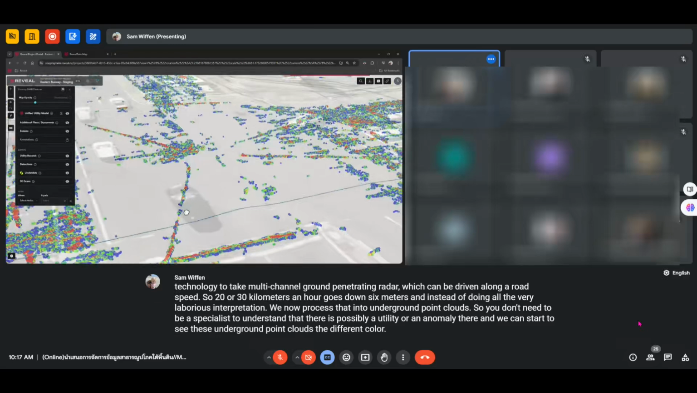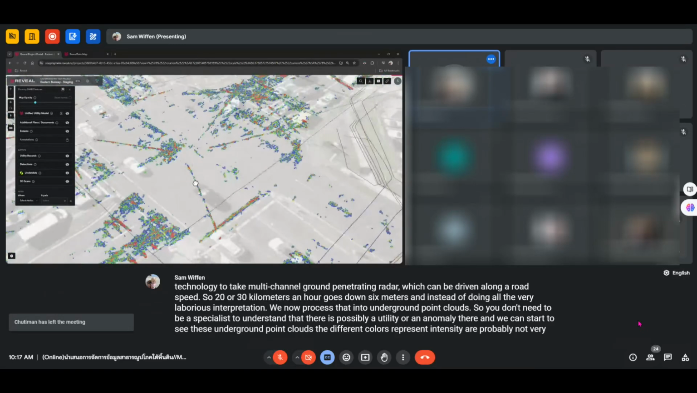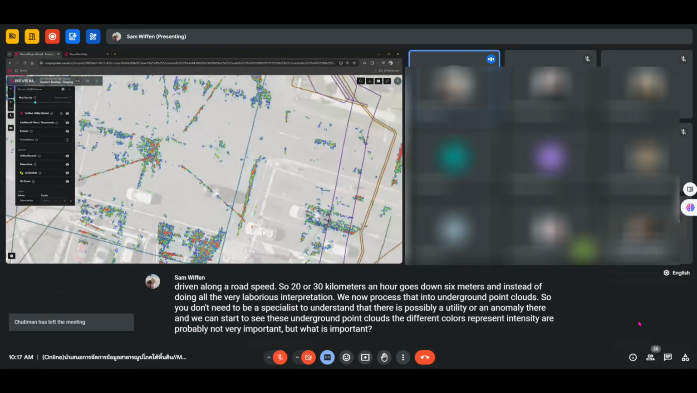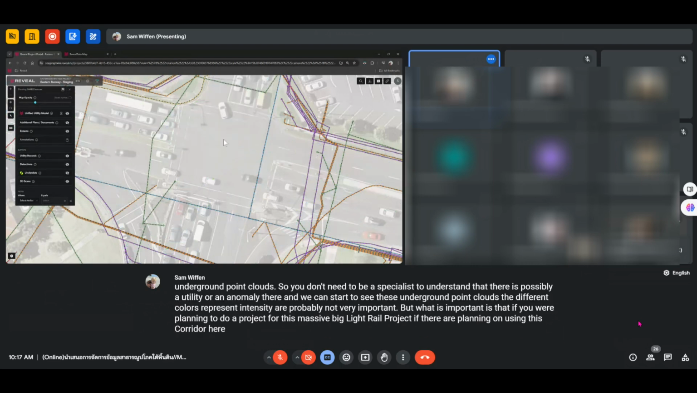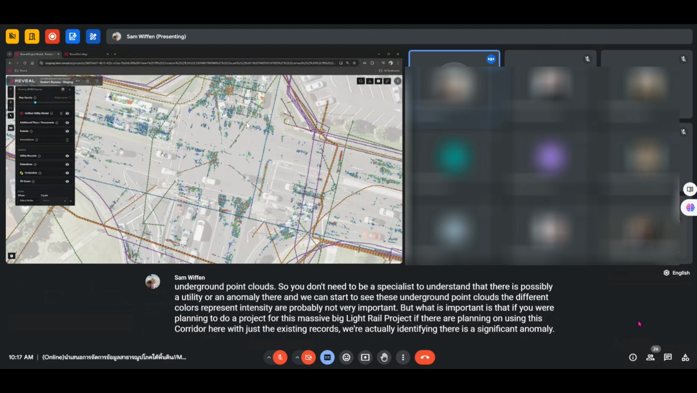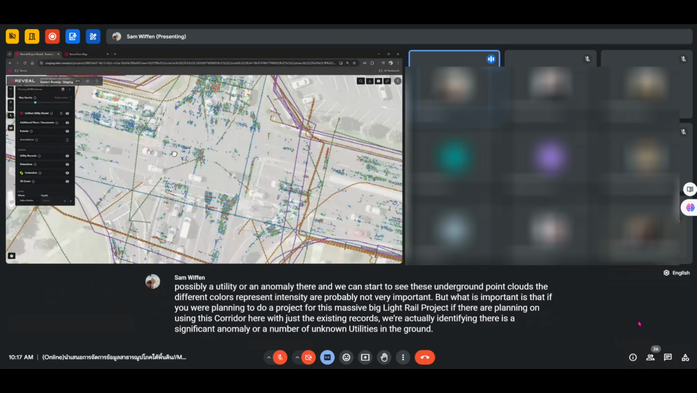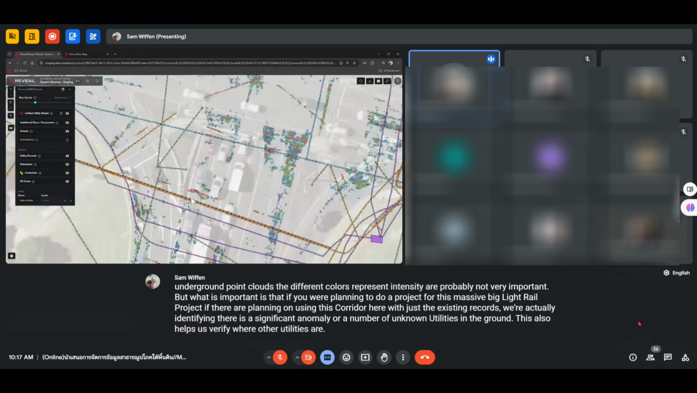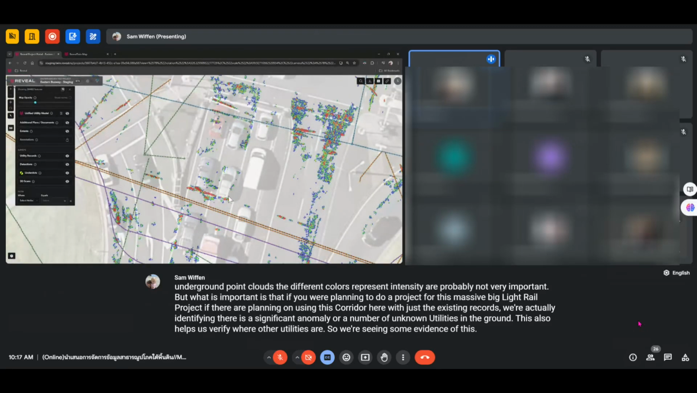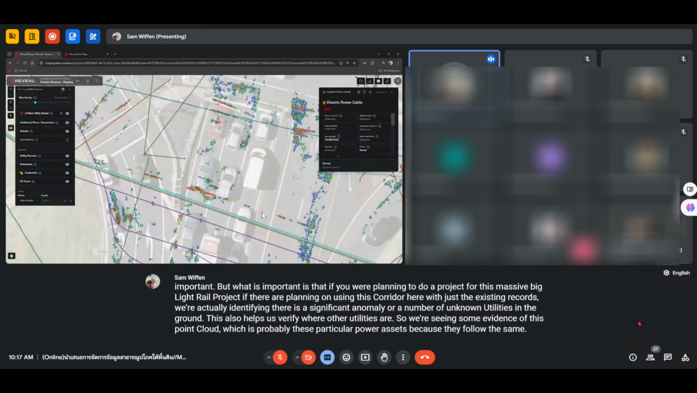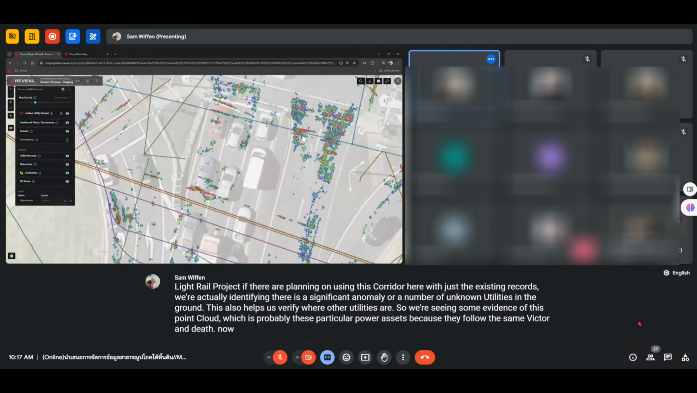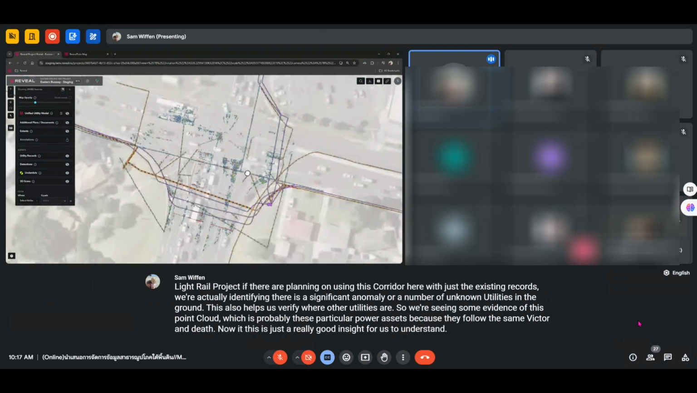The different colors represent intensity, which is probably not very important, but what is important is that if we were planning a project for this massive big light rail project, if they were planning on using this corridor here with just the existing records, we're actually identifying there is a significant anomaly or a number of unknown utilities in the ground. This also helps us verify where other utilities are. So we're seeing some evidence of this point cloud, which is probably these particular power assets because they follow the same vector and depth.